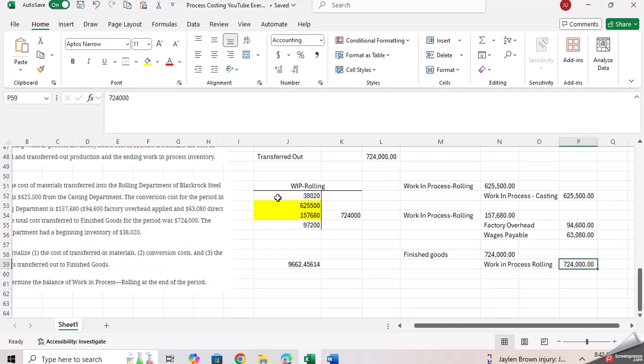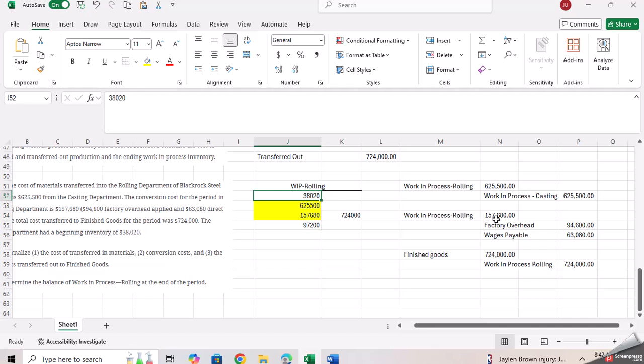So then what I did is I prepared a T account just to show you the flow. I'm not sure what that number is there, so we're going to delete that out. Here we have the beginning balance that again they gave us right here. Our beginning inventory is the 38,020. We transferred in the 625,500 from the casting department.